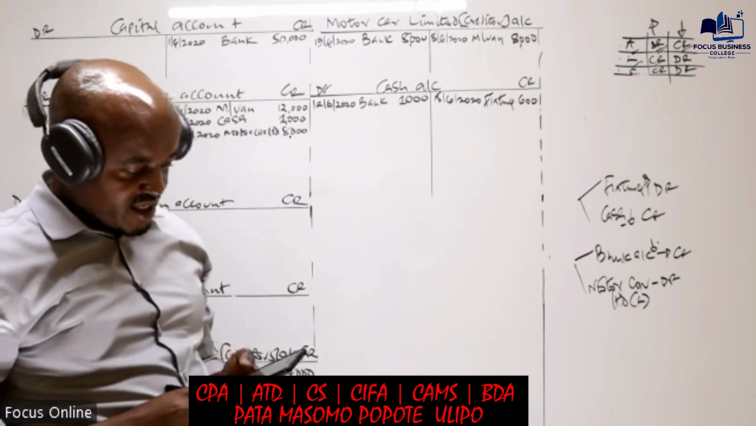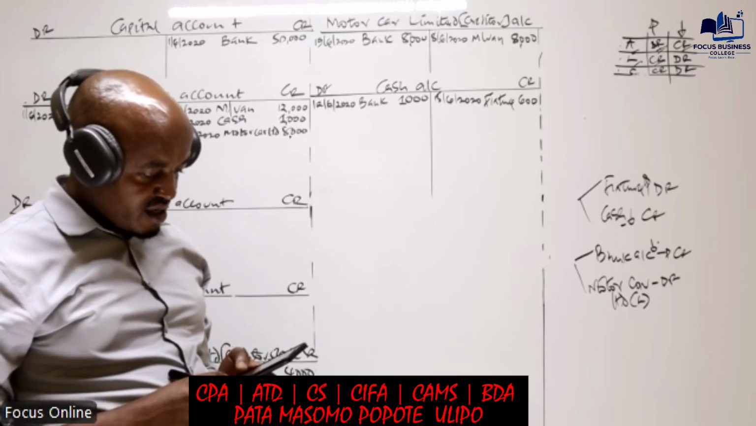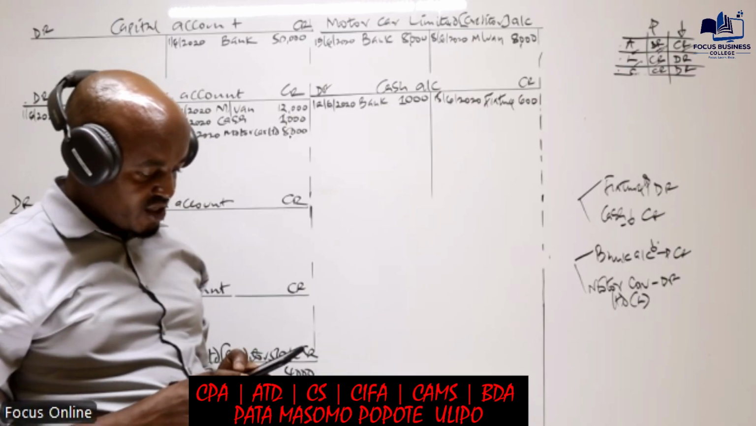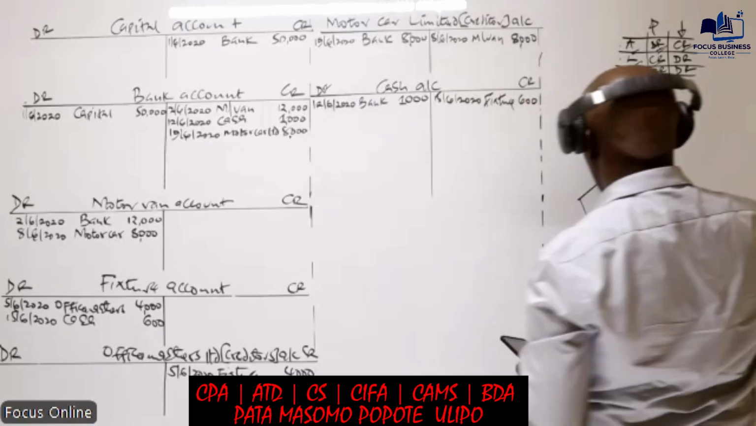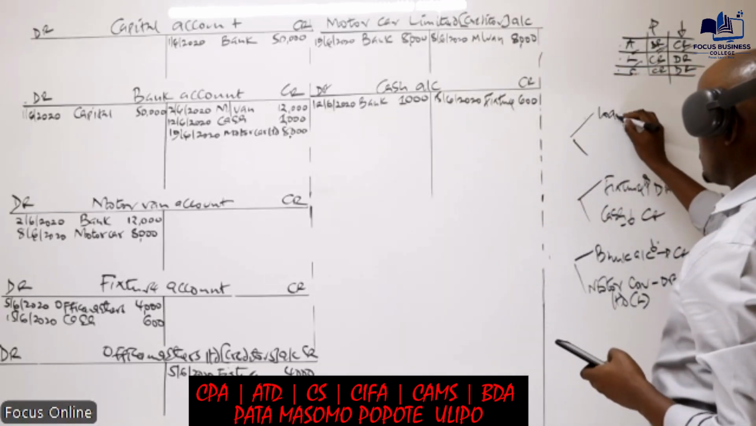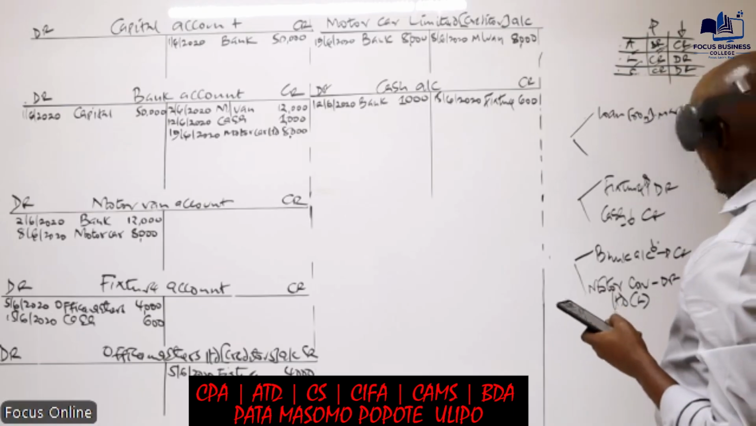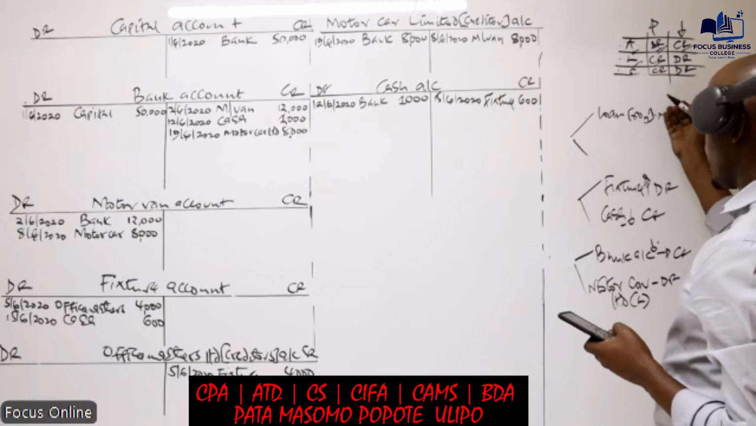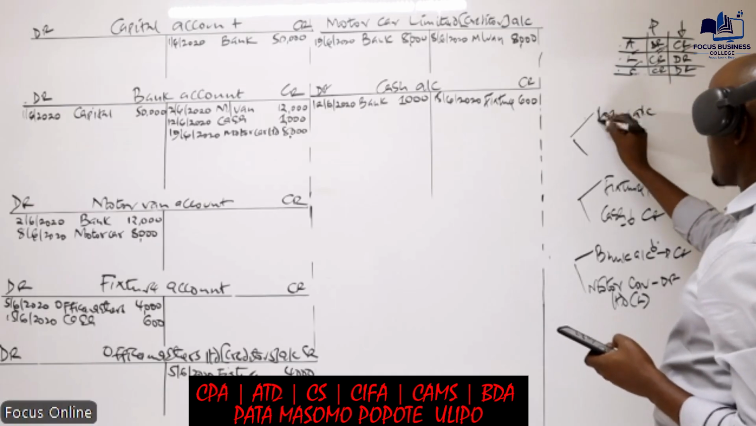So we move to the other transaction. We are told a loan of 10,000 cash was received from J. Marcos. So here we have a loan. So we are going to open an account called loan from J. Marcos, or basically just the loan account. We can just refer to it as a loan account.